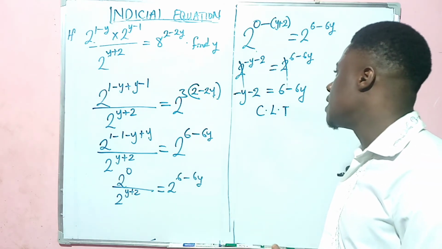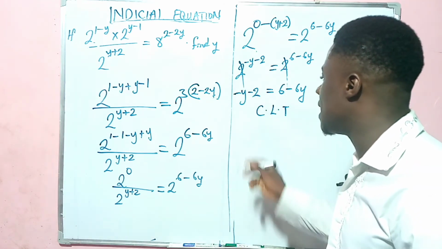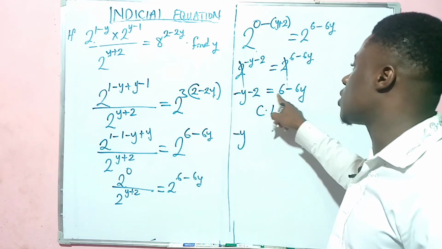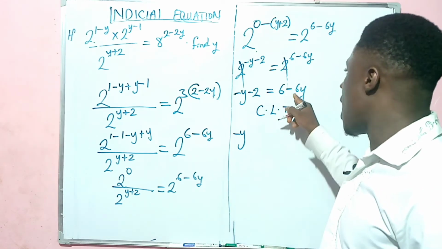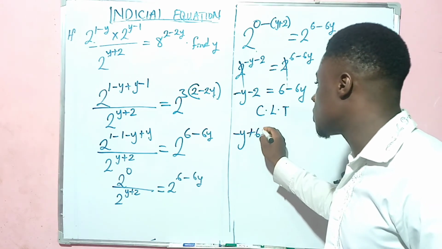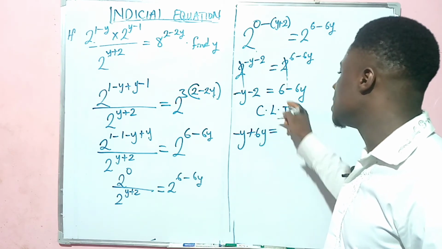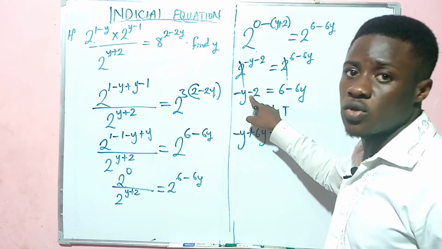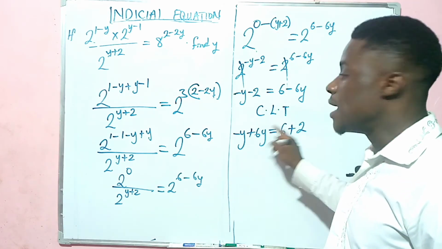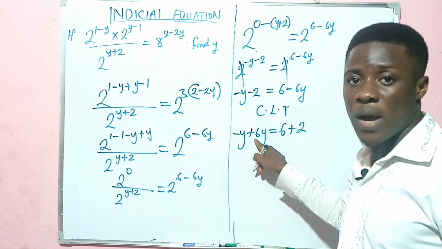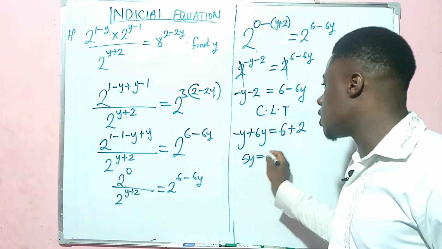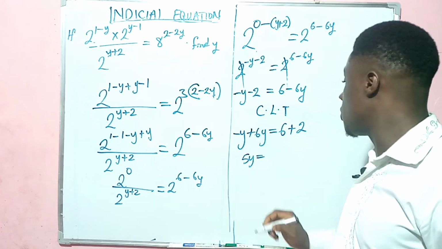When we collect like terms, here I have minus y. Then this minus 6y will cross the equality sign, and when it crosses, I'm having plus 6y. Then equals 6. Then minus 2 crossing the equality sign, I'm having plus 2. Then minus y plus 6y will give me 5y, equals 6 plus 2, which will give me 8.